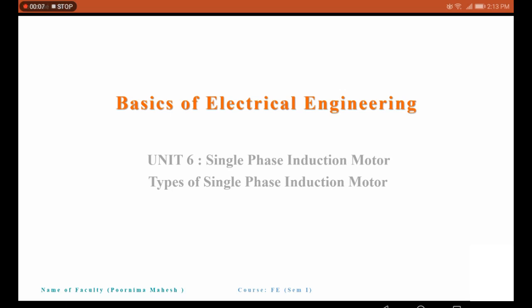In last lecture, we discussed single phase induction motor, and we also saw that there are three types of single phase induction motor. The first one was split phase induction motor, then second was capacitor type induction motor, and third was shaded pole induction motor.